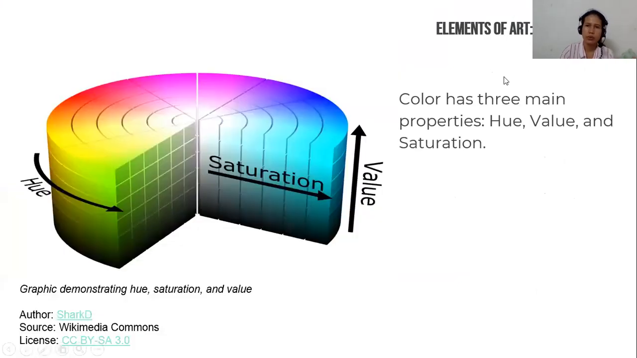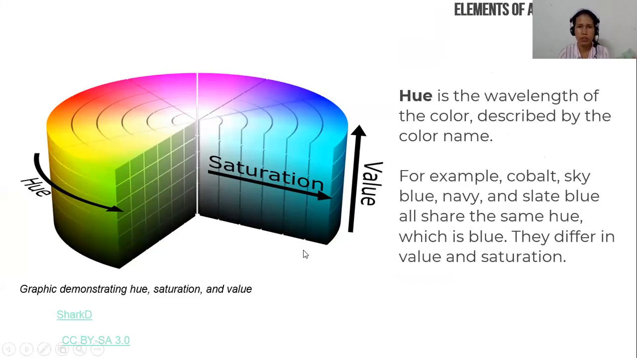Okay. So when it comes to color, there are three main properties: the hue, the value, and the saturation. So ito yun, to simply show you the difference between the three. Okay. And let us define them. When we say hue, that is talking about the wavelength of the color described by the color name. No? For example, we have cobalt, sky blue, navy, and slate blue. Okay, so pag tiningnan mo yon, di ba, different kind of blue lang yon. Okay, they share the same hue, which is blue, and they differ in value and also in saturation.